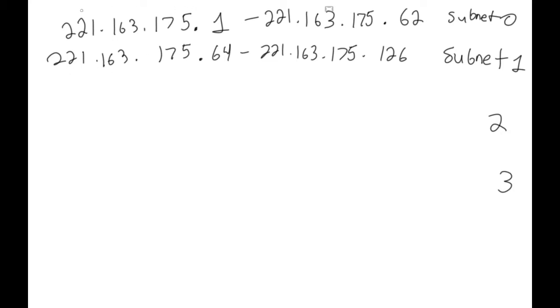Notice the fact that these are all the same. In every single one of these, all of the network bits are staying the same. It can't change because you're all in the same network. All of these subnets are in one network, so it wouldn't make sense for that to change.